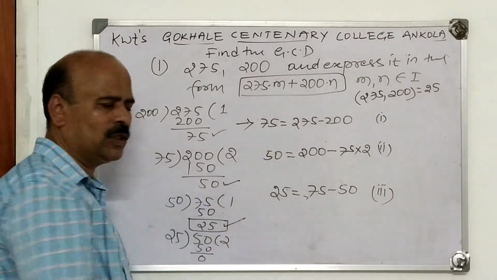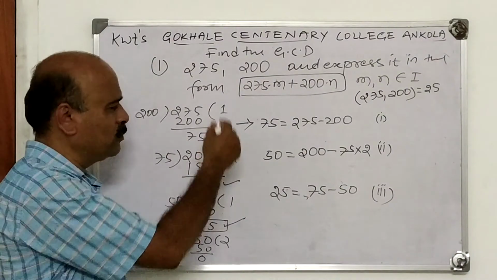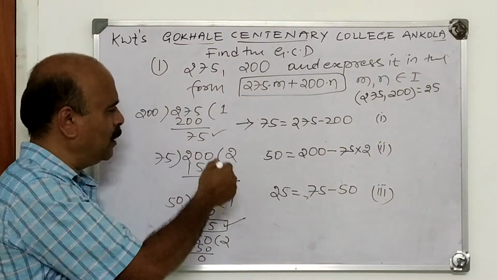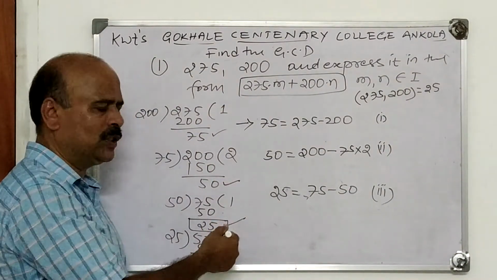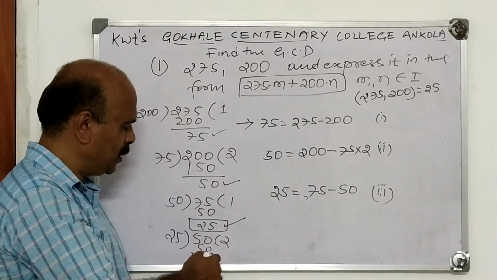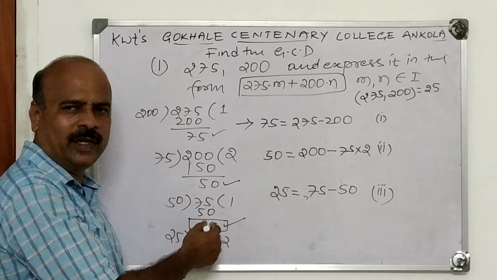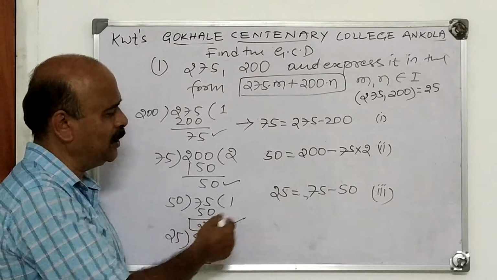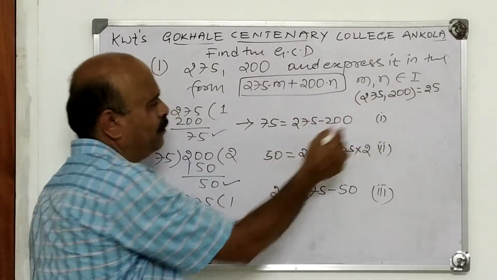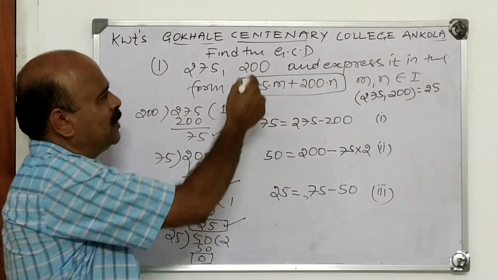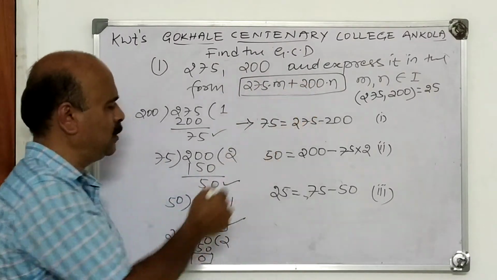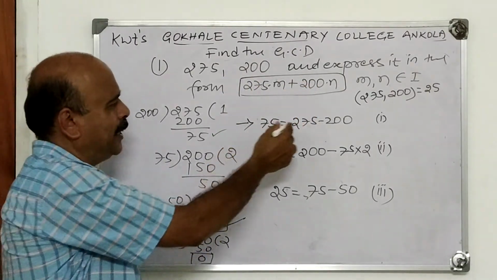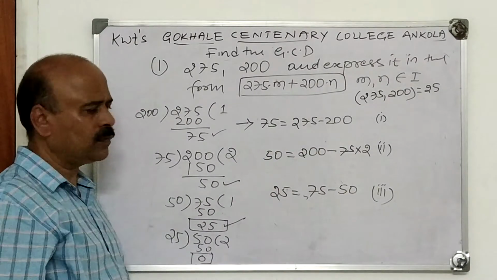So we have these three equations. I hope you followed how to write this. First you have to divide, then you have to use this type of division and continue till you get 0 remainder. The last non-vanishing remainder is the GCD. We have GCD is 25. Next, to express the GCD in terms of the two numbers, you have to first write these equations.